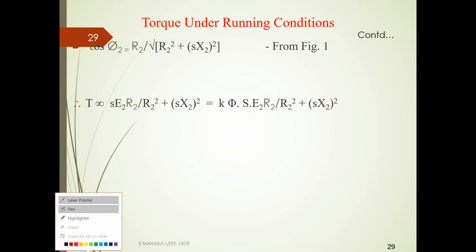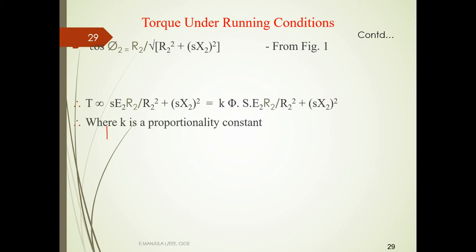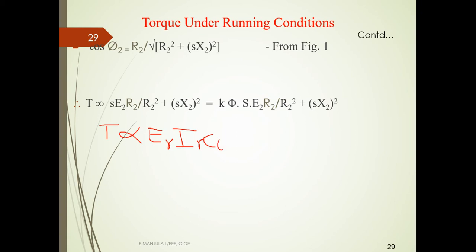So from the equations only we will get it. We know that torque is directly proportional to ER IR cos phi 2. Now we know ER, we know IR, and we know cos phi 2. So substitute all the values in this equation.